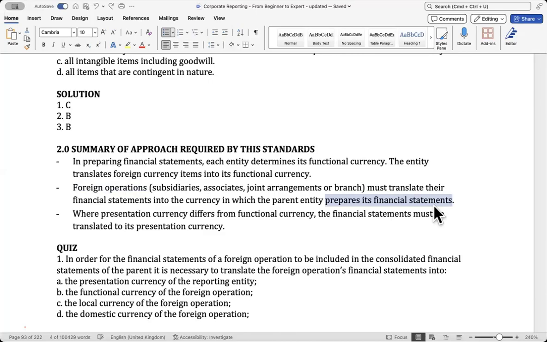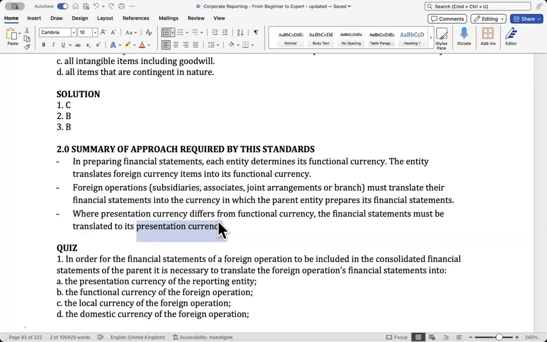So the third is this. Where presentation currency differs from functional currency, then financial statements must be translated into presentation currency, right? So if you have a scenario where your functional currency, which is not likely, in 99.9% of cases, functional currency would always be the same as presentation. But I mean, you could decide presentation, and you can present your financial statements in any currency you wish.